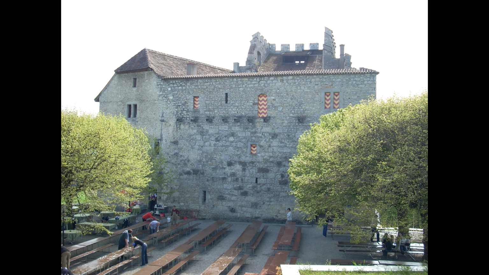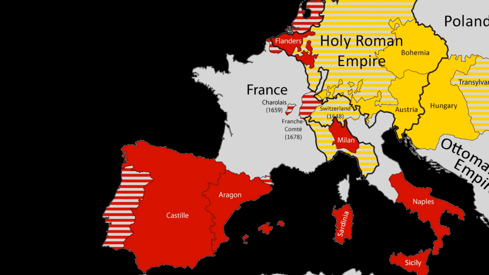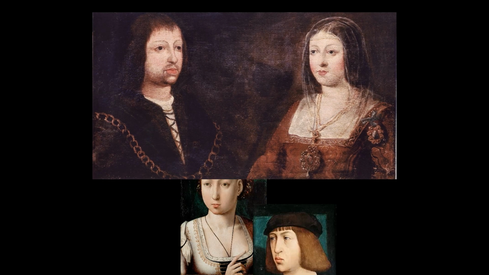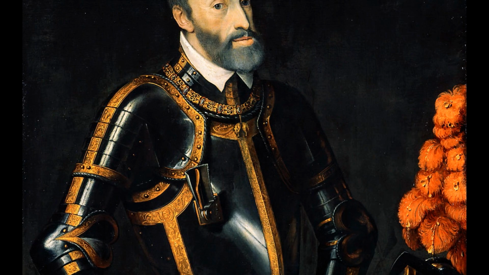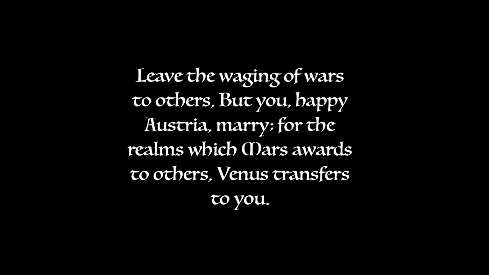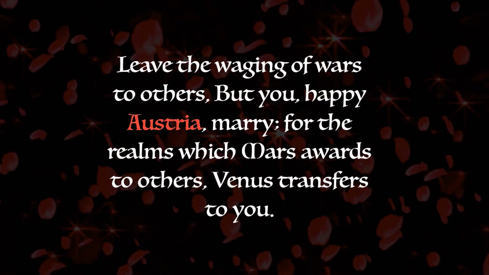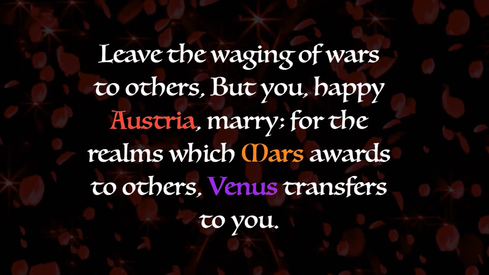They started out from owning only this castle in northern Switzerland, but came to rule this. And this. After the daughter of Ferdinand and Isabella of Spain married a Habsburg, they made a son. Congratulations, guys. Charles V. And he inherited each of the Habsburgs' domains as their respective rulers died. The Habsburg motto really tells it. Leave the waging of wars to others, but you, happy Austria, marry. For the realms which Mars awards to others, Venus transfers to you.